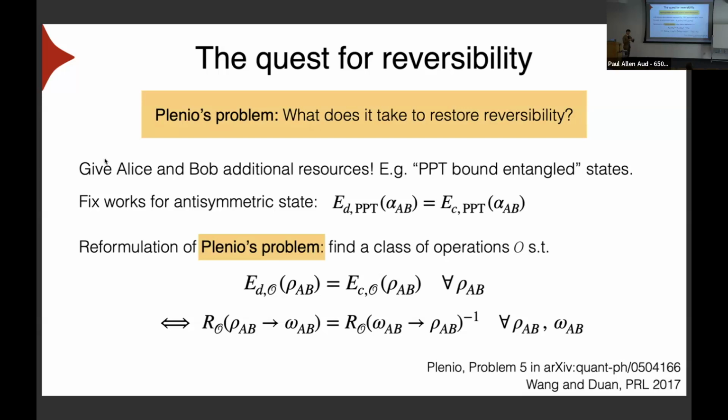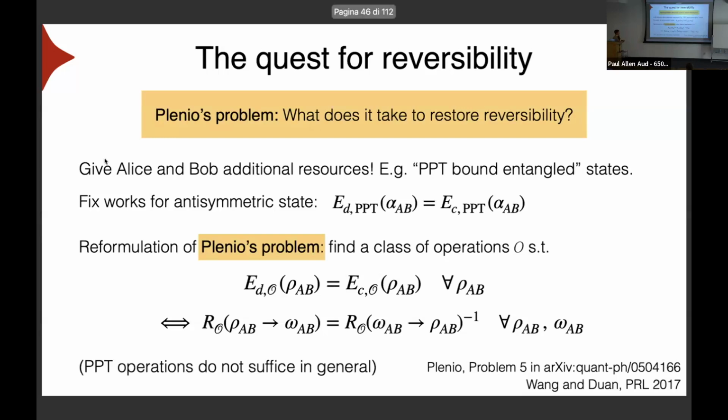So this fix works, and now you can rephrase this Plenio problem more generally as the problem of finding a class of operations that makes the whole theory reversible. Reversibility means that the distillable entanglement is equal to the cost for every state, and this also means that the product of the rates between rho and omega, and omega to rho, is 1 for every pair of states. You can always go back and forth from rho to omega without losing anything.